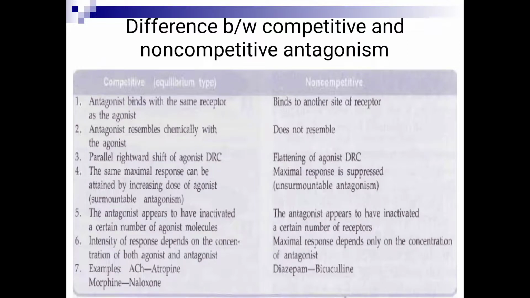In the DRC, there is a parallel rightward shift of the agonist DRC. The rightward shifting of the DRC occurs because of competitive antagonism. And in non-competitive antagonism, there is a flattening of the DRC. The same maximal response can be attained by increasing the dose, so it is a surmountable antagonist. Here the maximum response is suppressed, so it is an unsurmountable antagonist. If we increase the dose, the same response does not occur. Here the maximum response is suppressed.